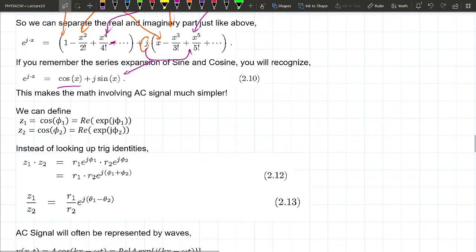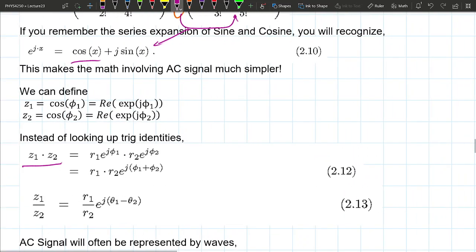If I multiply two complex numbers together, let's say z1 is equal to r1 e to the j phi 1. It's just me making up some variables. Just pretend this is x. And then z2 is r2 e to the j phi 2. It's just numbering things. If you don't like the phi, just replace them with x1, x2. It does the same thing.